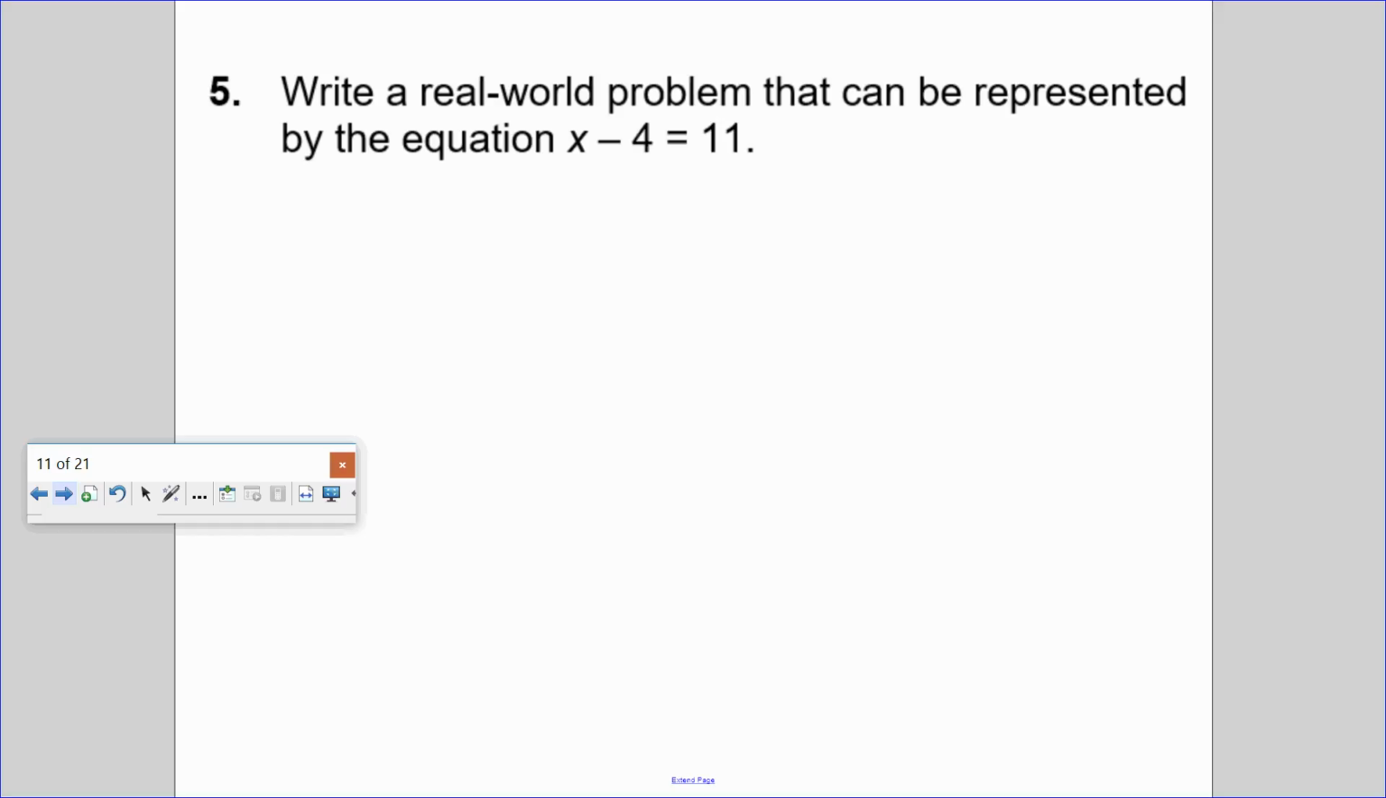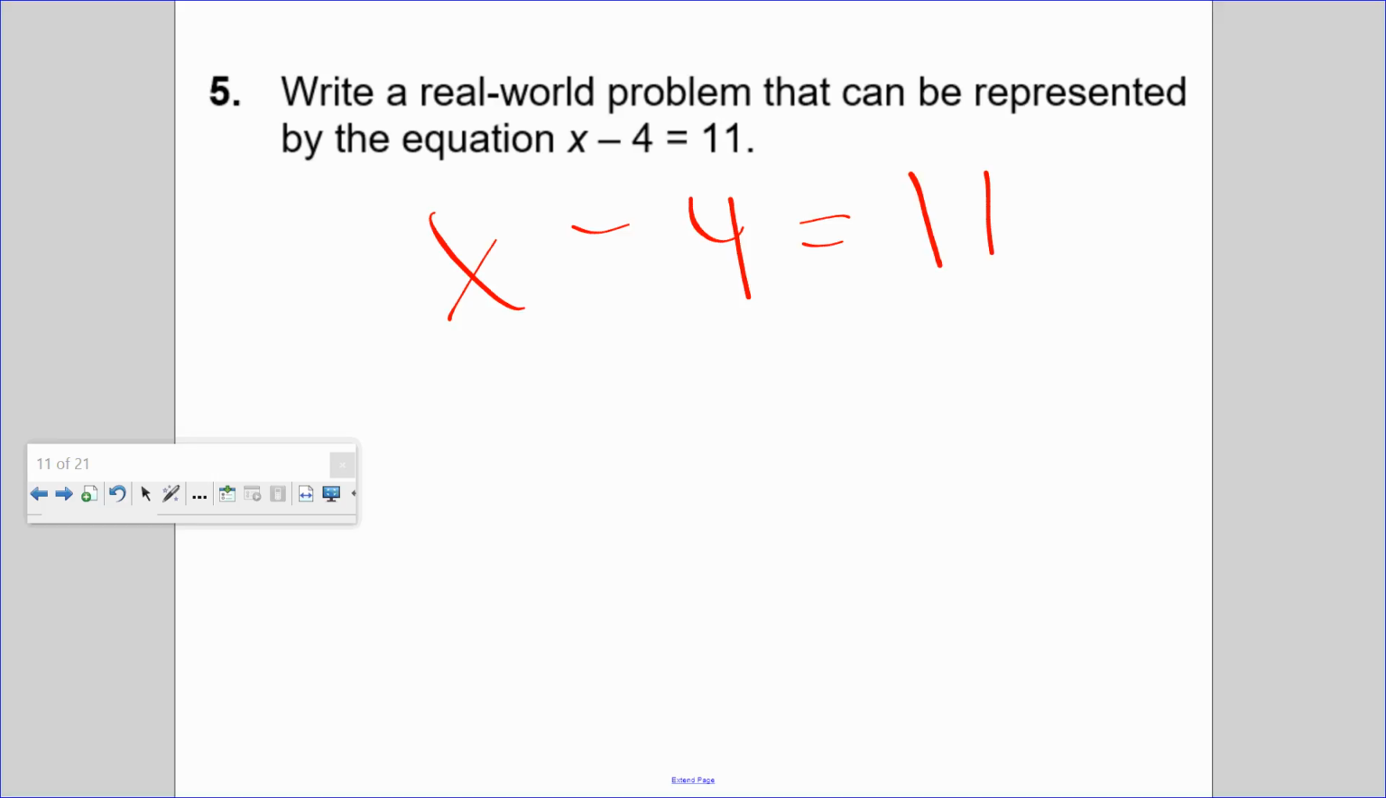Write a real-world situation problem that can be represented by the equation x times 4. I have my real-world problem. Mr. Joe sent X number of letters to his beau, Lucy Lou. She read 4 of them. She now has 11 left to read. That is a perfect one.